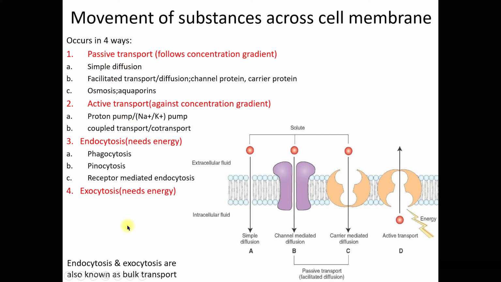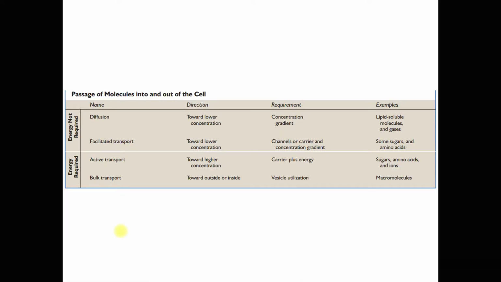Now class, endocytosis and exocytosis are also known as bulk transports. So this is the summary of which movement needs energy and which movement does not need energy. Energy is required for active and bulk transport. Diffusion and facilitated transport do not need any energy. The energy is in the form of ATP, adenosine triphosphate.